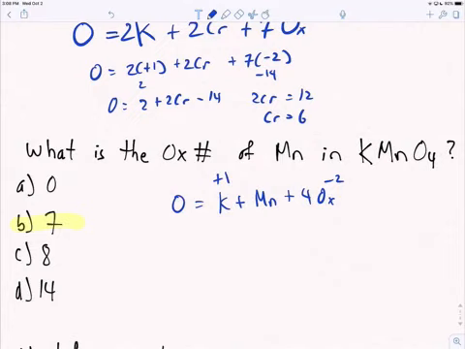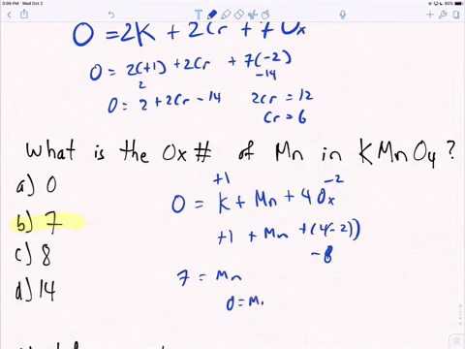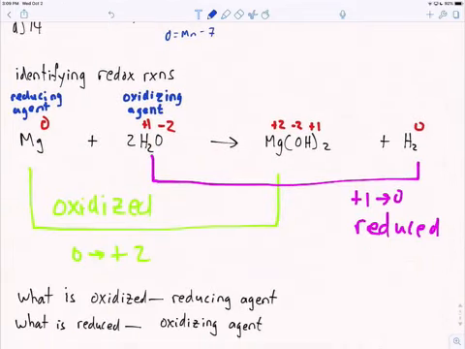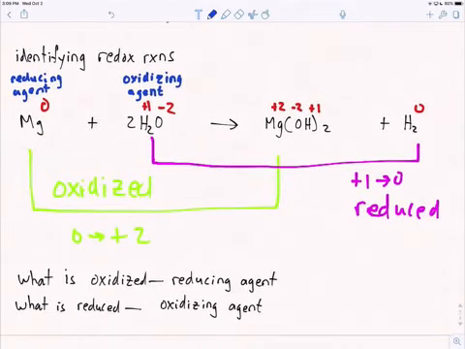Thank you. So +1 plus manganese plus 4 times -2. So this is -8. So that means 7. You get manganese equals 7. Anyways, I'm mumbling. Okay. Moving on.